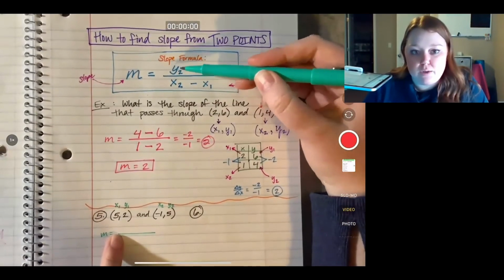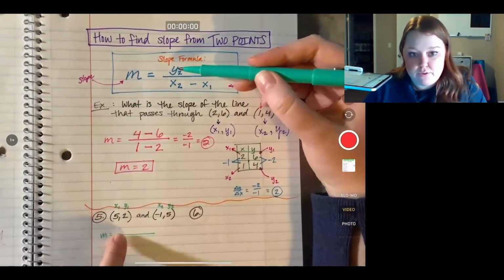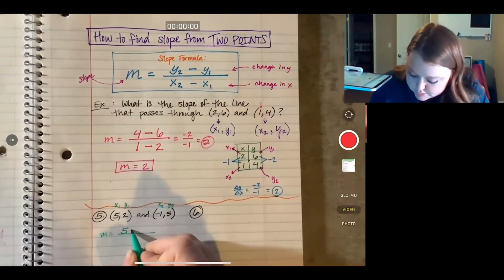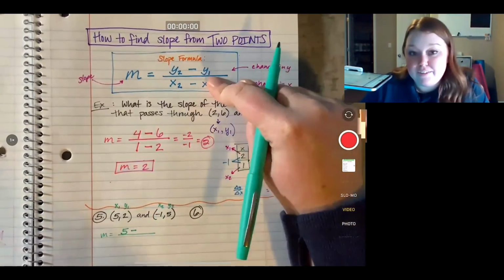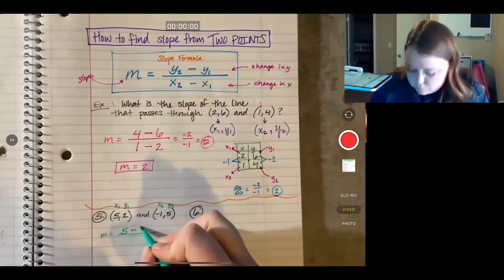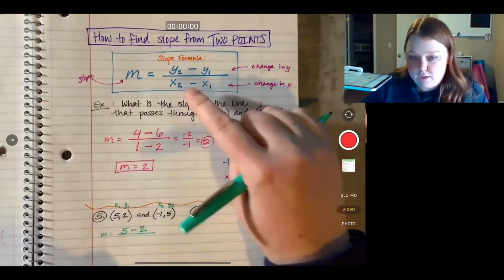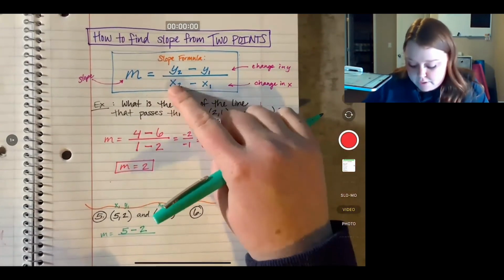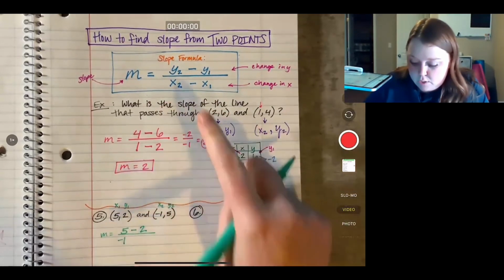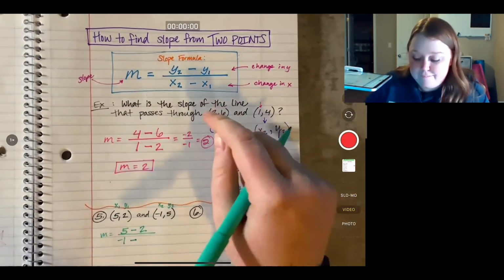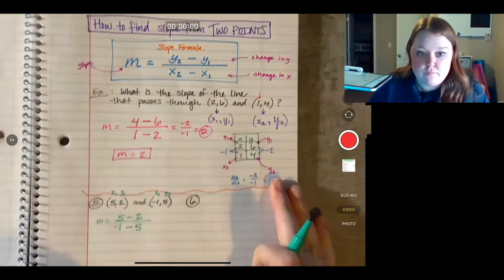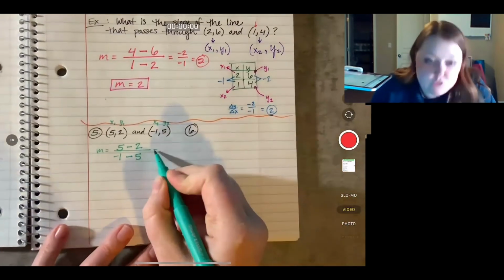I take my second Y value. What's the second Y value? +5. And I subtract the first Y value. First Y value is 2. Now we're on the bottom, take your second X value. It's over here, -1. We're going to subtract the first X value, which was +5. Okay. And then we just do some calculations here.